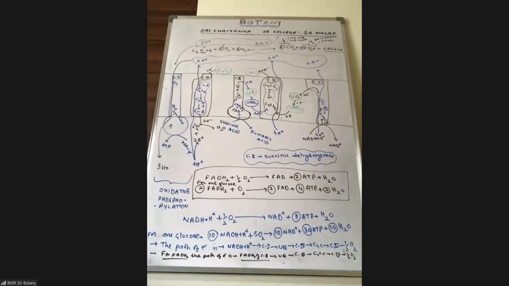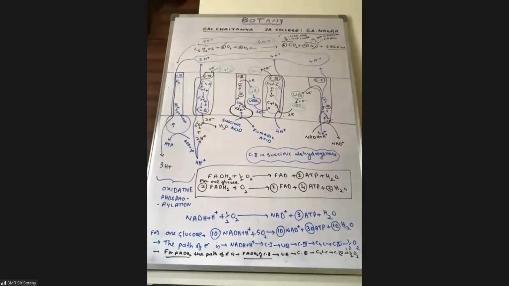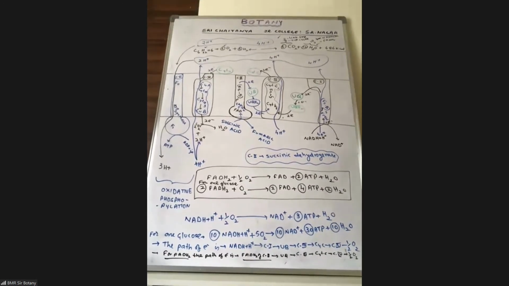Sir, can you give a quick revision of the ETS cycle? Definitely, beta, I will. It is not easy to follow. I'm going to explain to you. And I have shown all in one page. The reason is if I do it separately, then you get confused. All at one place, you can easily make out. You get clarity. Yes, sir.